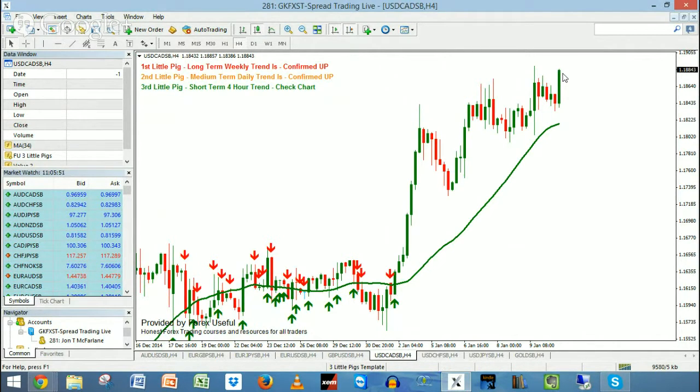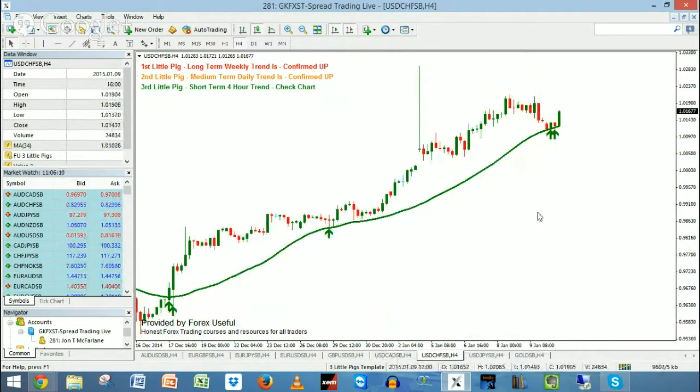So with this, with USD CAD, with cable, with Euro USD, we've made a good 40% return if you're risking 2% per trade. So an excellent start to the year.